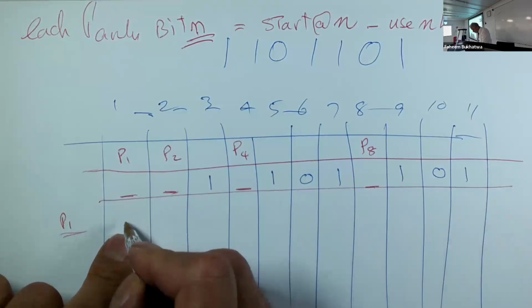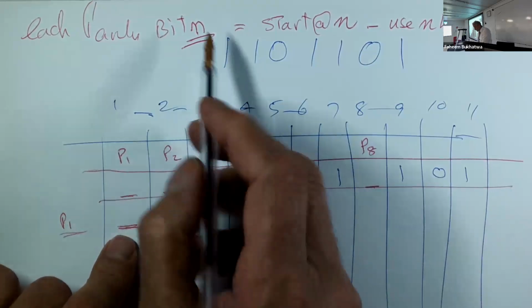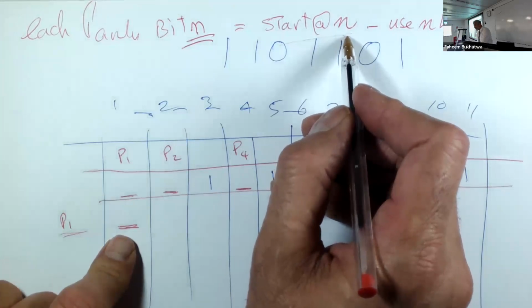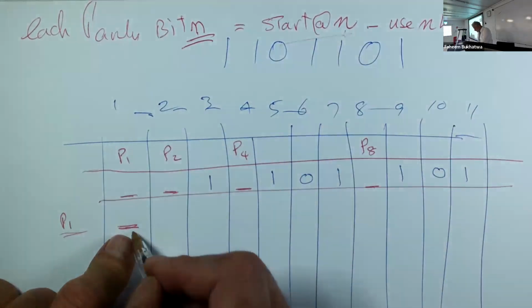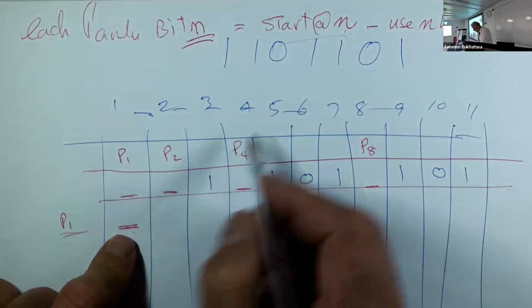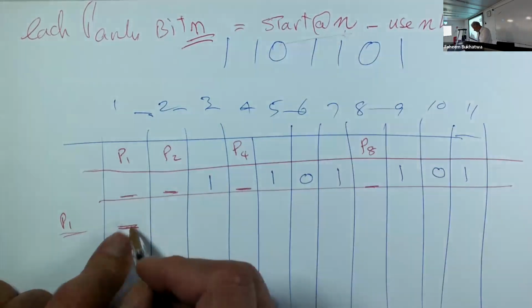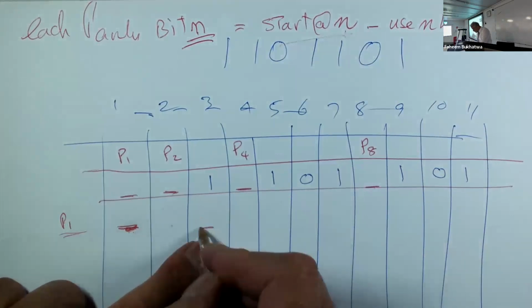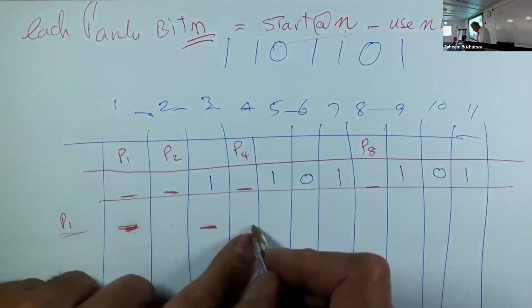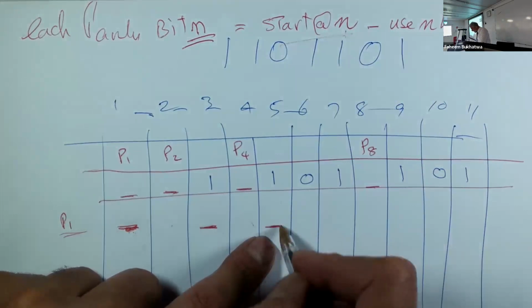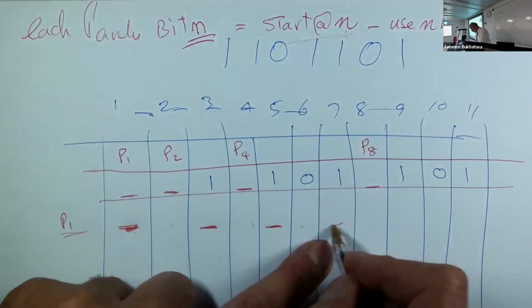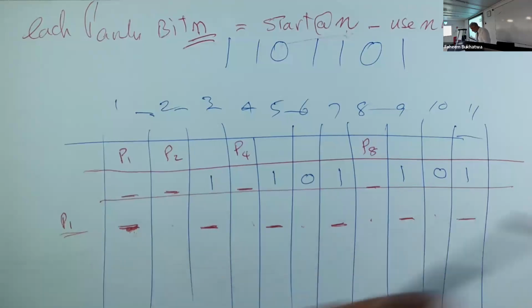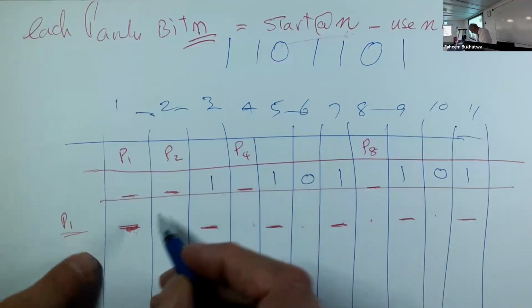Bits. This one, because it's parity 1, it says start with your n. So now we're starting with parity number 1. That means we're going to start with this one and then use it. We're going to use this one and skip this one and take this one and skip number 4 and take number 5 and skip number 6 and take number 7, skip number 8, 9, skip this and this. So these are the bits that go into parity 1.